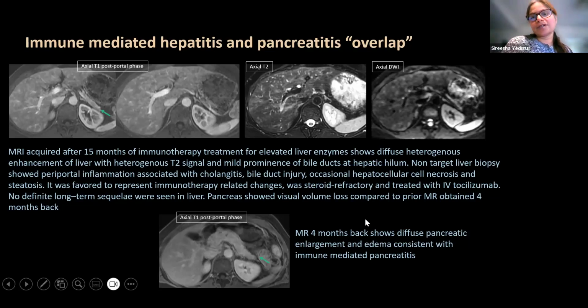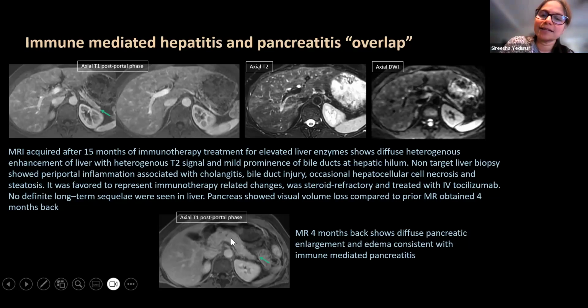Pancreas showed volume loss. Here you can see volume loss, right? The pancreas is very atrophic. So what happened 4 months before that? In this patient, the pancreas had diffuse enlargement.